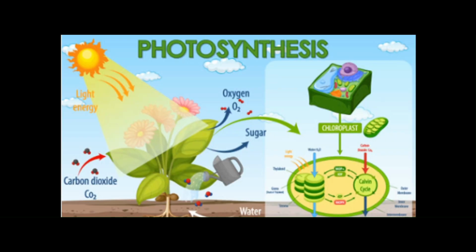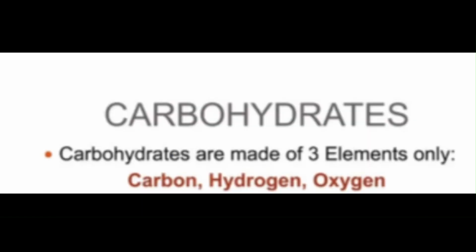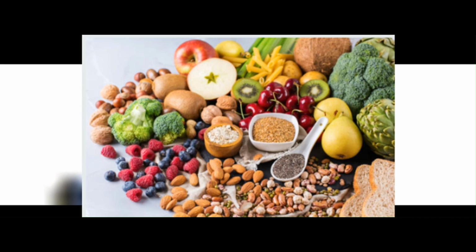Synthesis of plant food other than carbohydrates. You have just learned that plants synthesize carbohydrates through the process of photosynthesis. Carbohydrates are made of carbon, hydrogen, and oxygen. These are used to synthesize other components of food, such as proteins and fats. But proteins are nitrogenous substances which contain nitrogen.